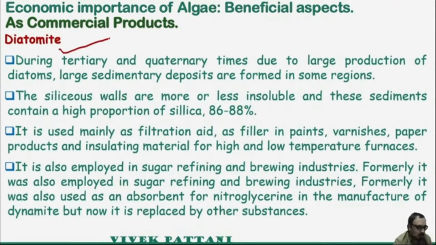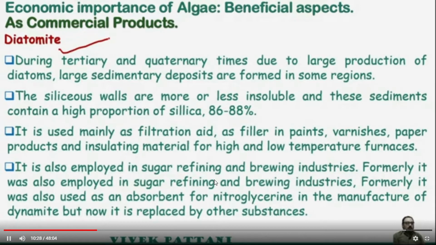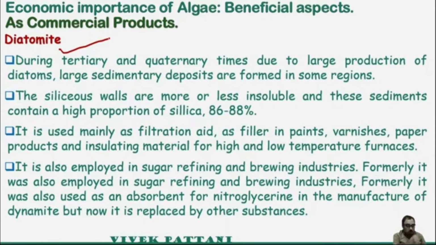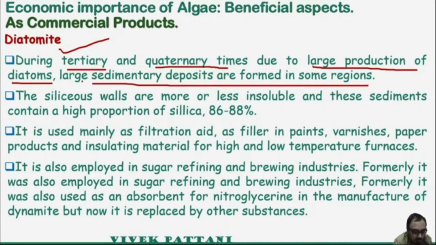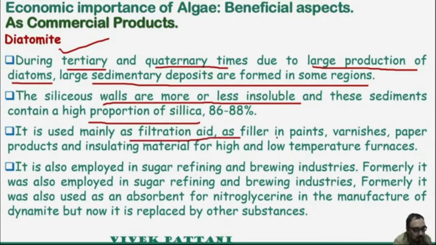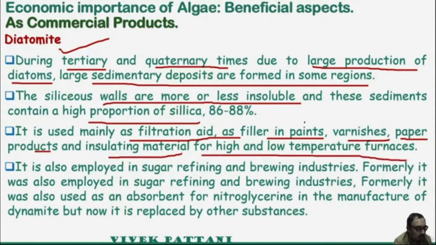with the diatomites. In the last lecture, I showed you some of the diagrams of diatoms. There are a variety of diatoms, from which during the tertiary and the quaternary times, due to the large production of diatoms, large sedimentary deposits are formed in some regions of the earth. The siliceous walls are more or less insoluble, and these sediments contain a high proportion of silica. Due to this, they are used mainly as filtration aids, as well as filler in paints, varnishes, paper products, and insulating material for high and low temperature furnaces.